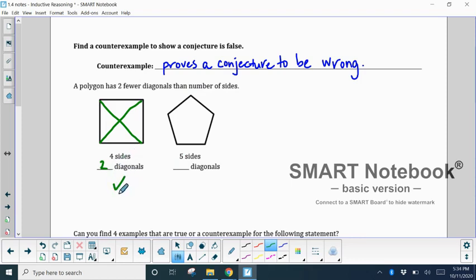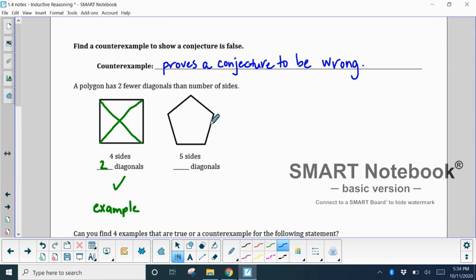So for this conjecture, this example works. So this would be an example that worked. Okay, so this is called an example. It says the polygon has 2 fewer diagonals than the number of sides. Here's a picture. It has 4 sides, 2 diagonals, so that example came out to be true.